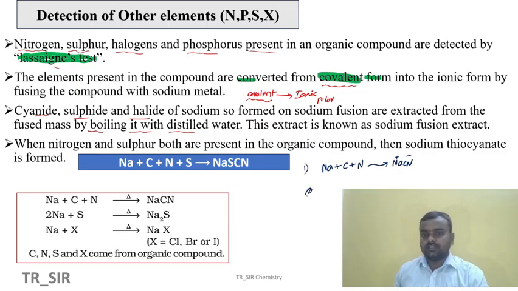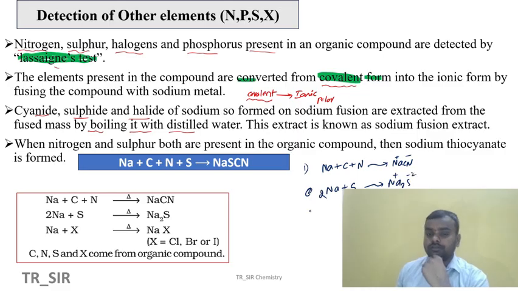Now second one: sodium treated with sulfur. Assume that sulfur is present in the given organic compound. Take 2 moles of sodium, and we get Na2S. So here again Na plus, S 2 minus, ionic form. Third one: if halogen is present, take sodium. In the given organic compound, halogen is present, so we'll get NaX, sodium halide. So this becomes Na plus, X minus, ionic form.